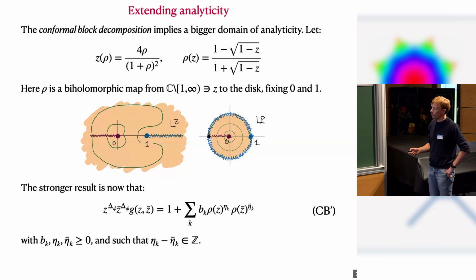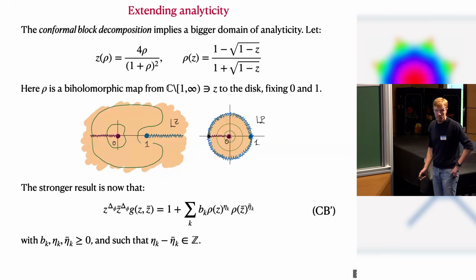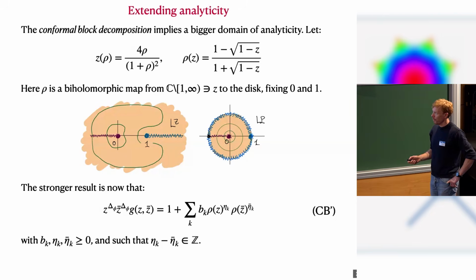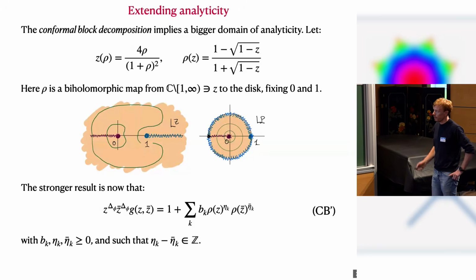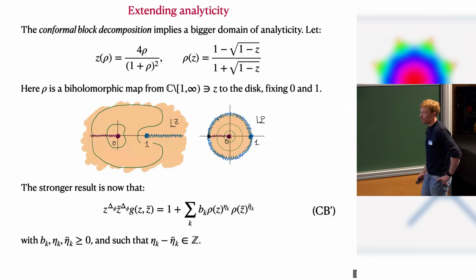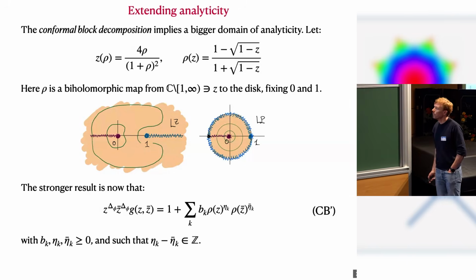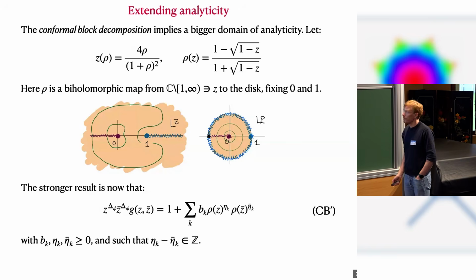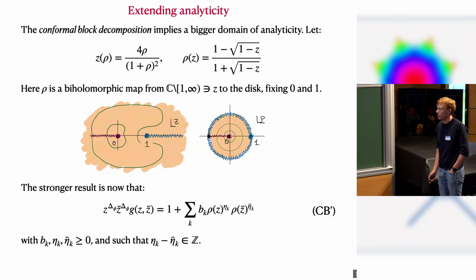But the stronger statement here is that these coefficients b are still positive. That's non-trivial, right? If I had omitted that constraint, I would not have given you any new information. But the coefficients happen to be positive, again, by physical arguments. They happen to be positive also in this rho decomposition. So now we know a little bit more. This is the stronger version of the conformal block decomposition that we'll play with in the next few slides.